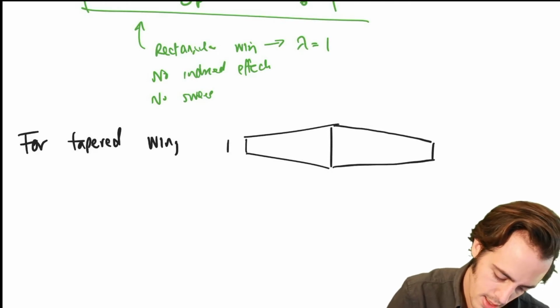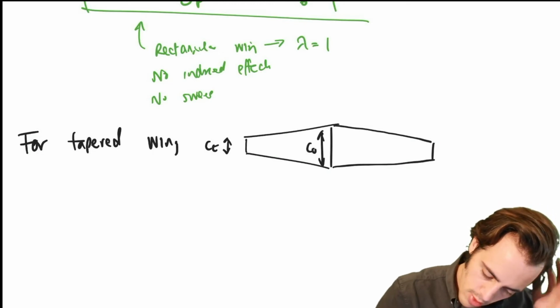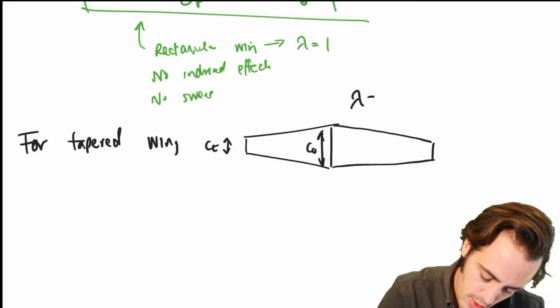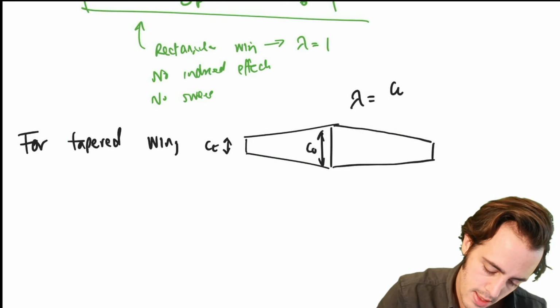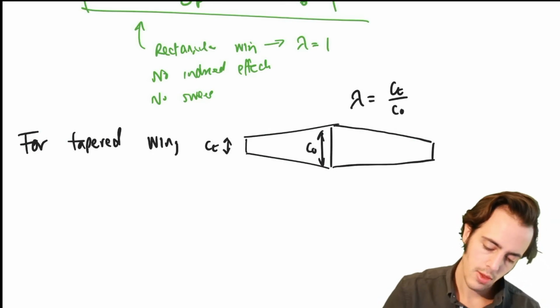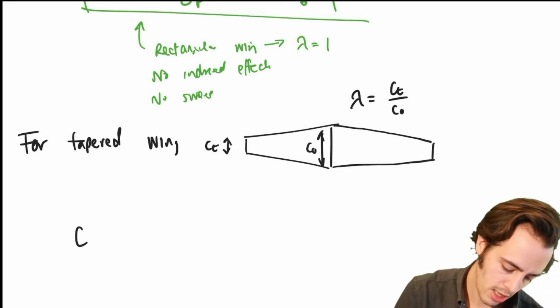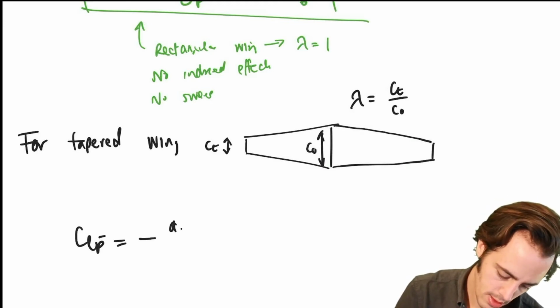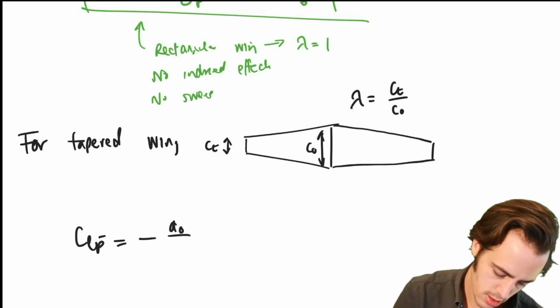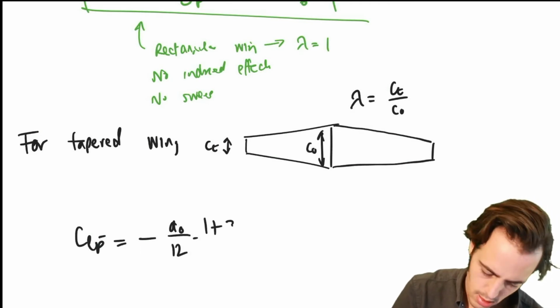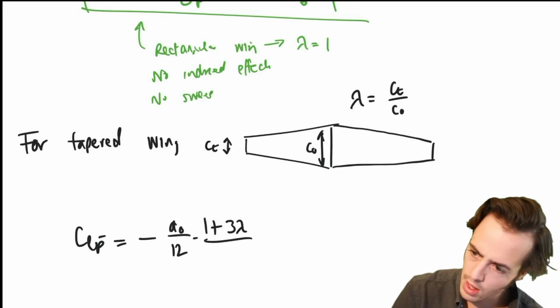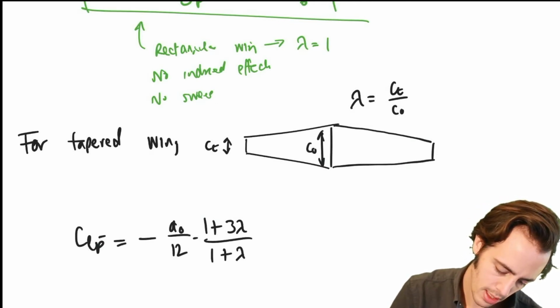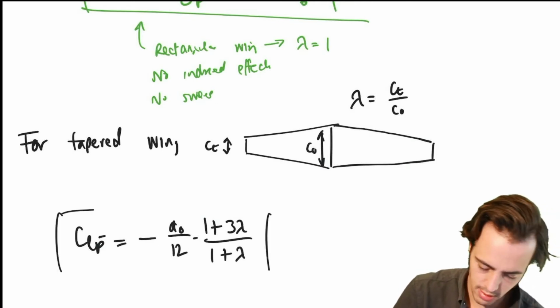So we have a tip chord and a root chord. The taper ratio is defined as the tip chord on the root chord. McCormick gives for CLP bar is equal to minus A0 on 12 multiplied by 1 plus 3 lambda on 1 plus lambda. So this is for a tapered wing.